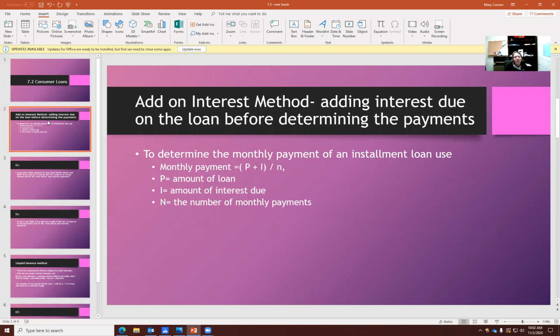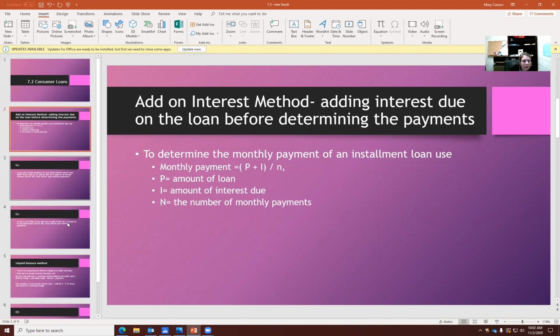So the formula for that is you would determine what your monthly payment would be with the interest. You take the amount of your loan, so your principal, plus the amount of interest that's due on the loan, divided by the number of monthly payments that you're going to have. So let's say you want to take a loan out for 2 years. When you divide, you're not going to divide by 2. You're going to divide by the monthly payments that you would have. How many months are in a year? There's 12 months in a year, and 2 years would make 24 months.